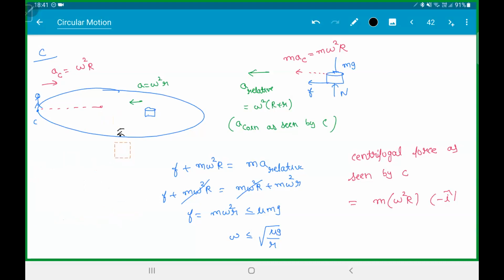But first have a look at this C thing. C will think the coin is coming towards me with a relative acceleration omega square R plus omega square small r. So C will think there's an acceleration for the coin, a relative acceleration. So here the centrifugal force is mass of the coin, acceleration of C in the opposite direction. It is towards the center. So if I ask a statement like this, centrifugal force should be always away from the center. Not true. It depends on the observer.